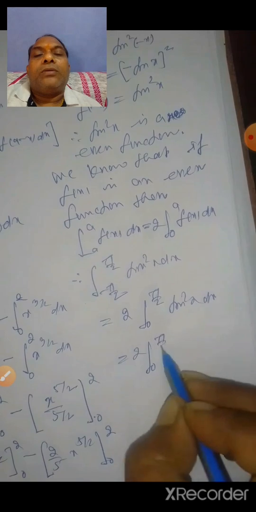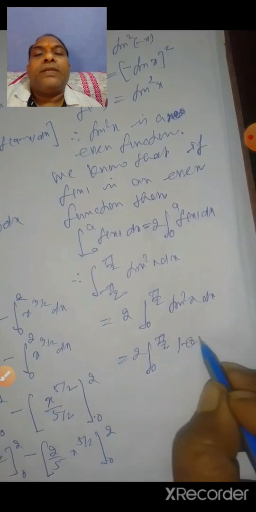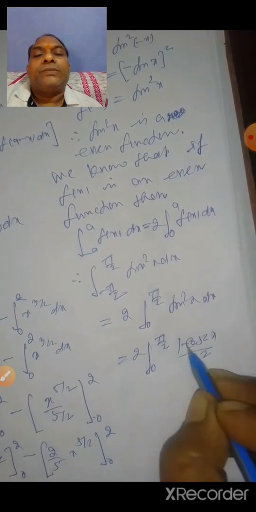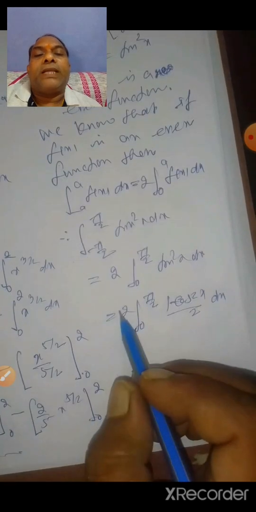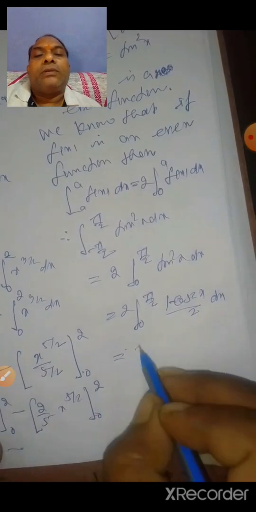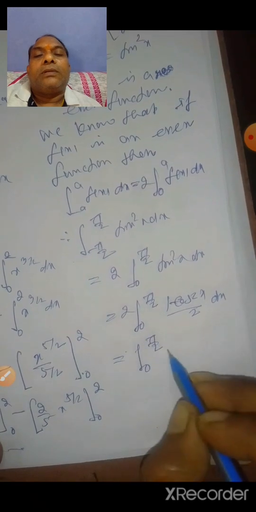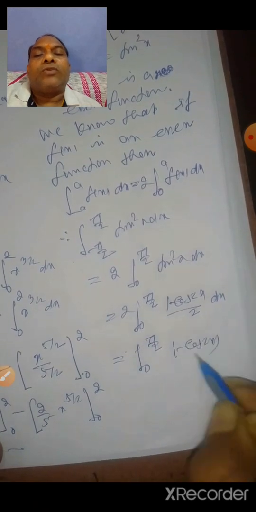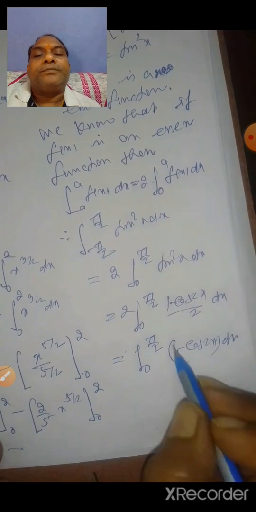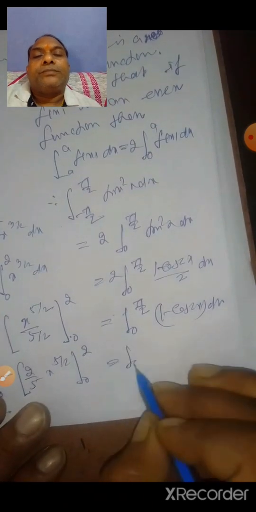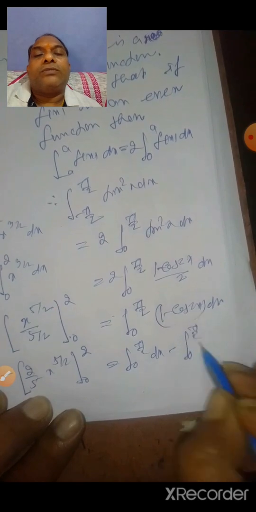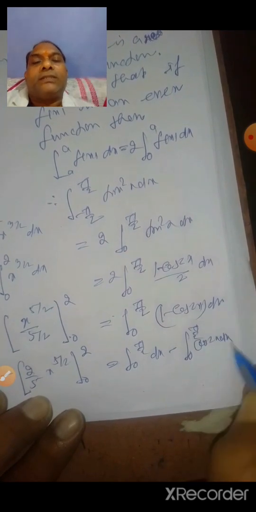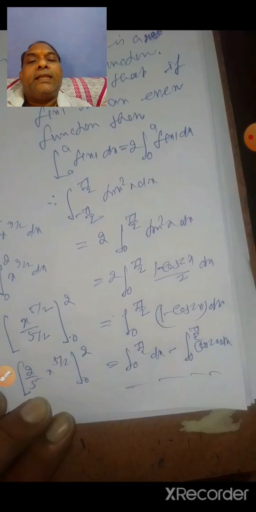Now you can solve it. Sine square x can be written as (1 minus cos 2x) by 2. 2 and 2 cancel out, then 1 minus cos 2x dx. 0 to pi by 2 dx minus 0 to pi by 2 cos 2x dx. Now integrate it and apply the limit, then you have the answer.